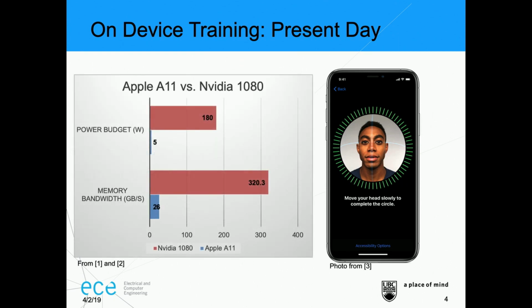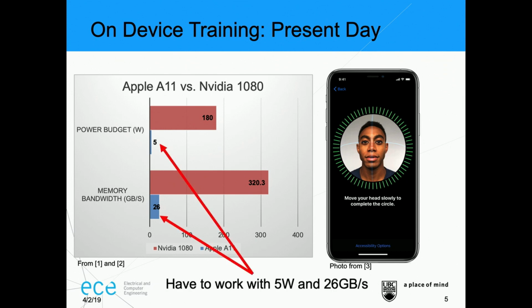So for example, if you compare the Apple A11 SoC to an NVIDIA 1080, you have a power budget of 150 watts on that 1080 and just 5 watts on the iPhone. And then for memory, you have the same story, where you have 320 gigabytes a second of memory bandwidth, but only 26 gigabytes a second of bandwidth on the iPhone. So we have to work with just 5 watts and 26 gigabytes a second.